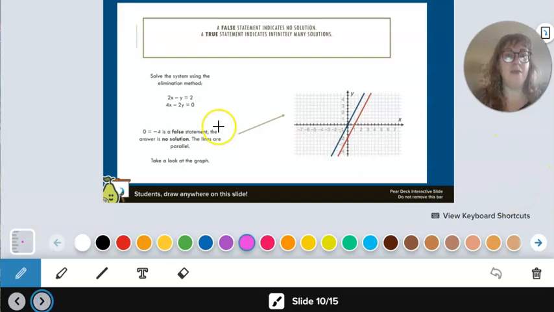Slide 10, if we solve this system, we would end up with a false statement, and that means that there's no solution. So if the variables cancel out and it's a false statement, for example, 0 equals negative 4, that's false, it's not true. So that means there's no solution to that system. So these two lines will never touch. And this is what the graph will look like.